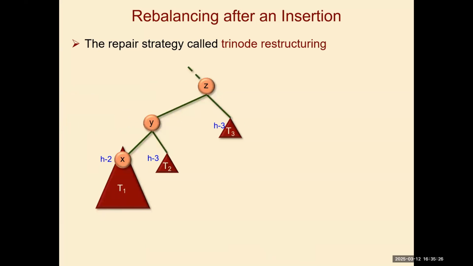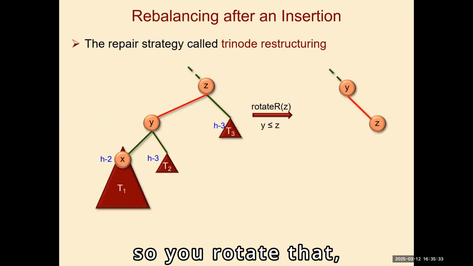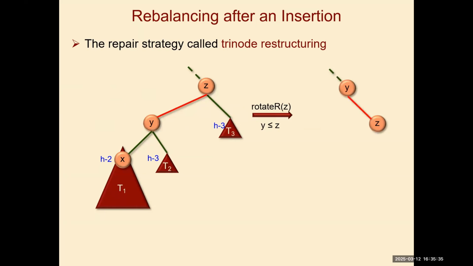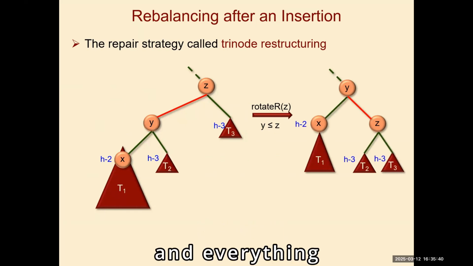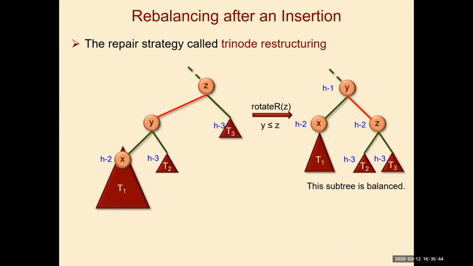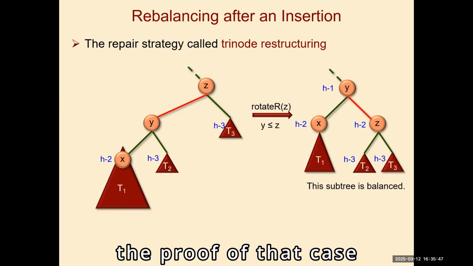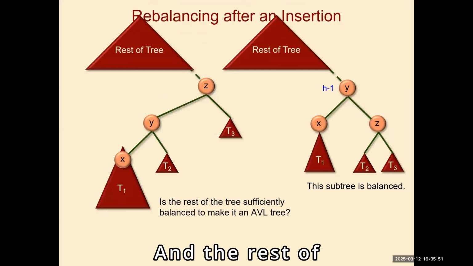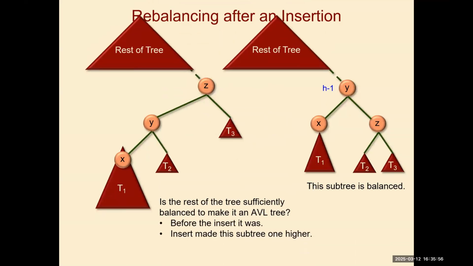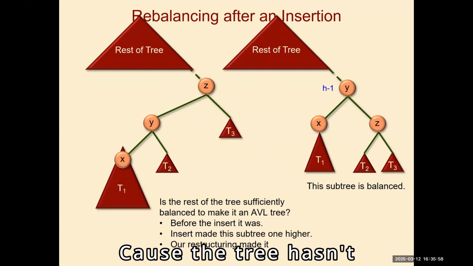So you rotate that, and then you hang the guys off, and everything works out, right? That was the kind of the proof of that case that we first did, right? And the rest of the tree should be fine, right? Because the tree hasn't changed height.